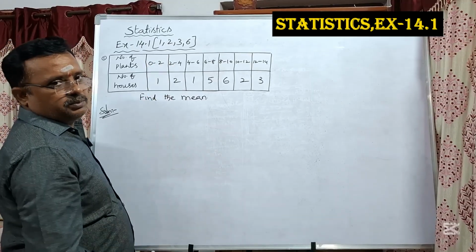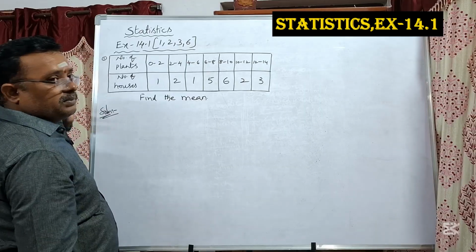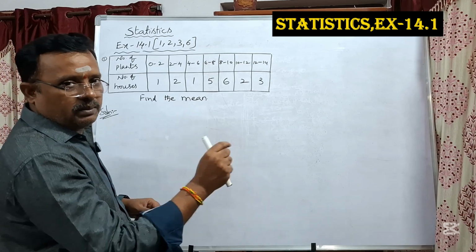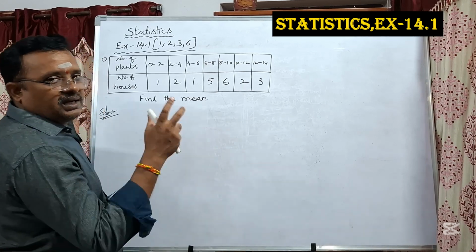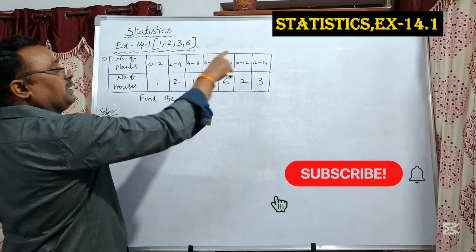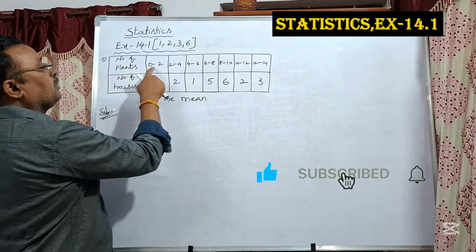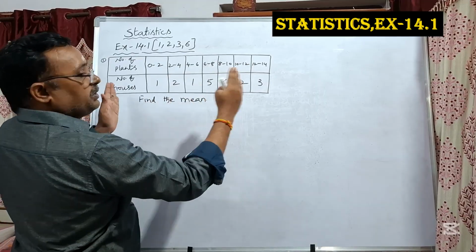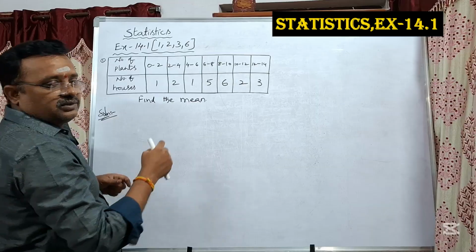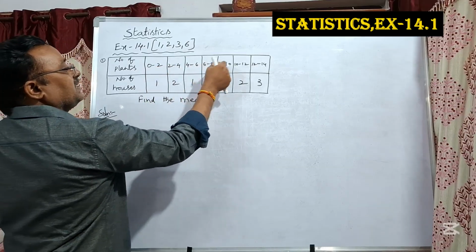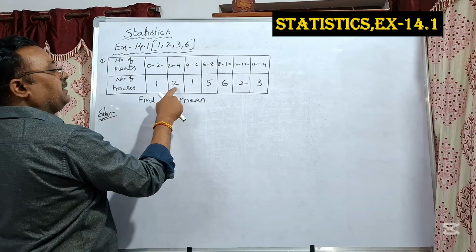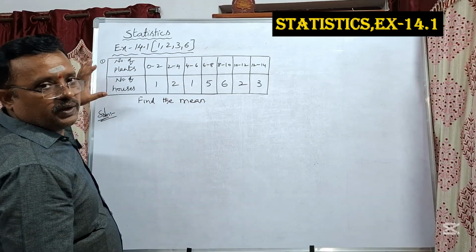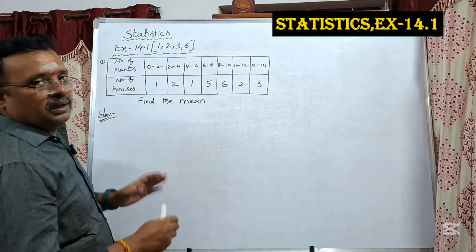Let us learn the process. I have taken the first problem. There will be a description for it, so read the problem properly, but the main content depends on this table. This table is called a grouped frequency distribution table, distributed group-wise with respect to their frequency. For this, they are asking to find the mean.